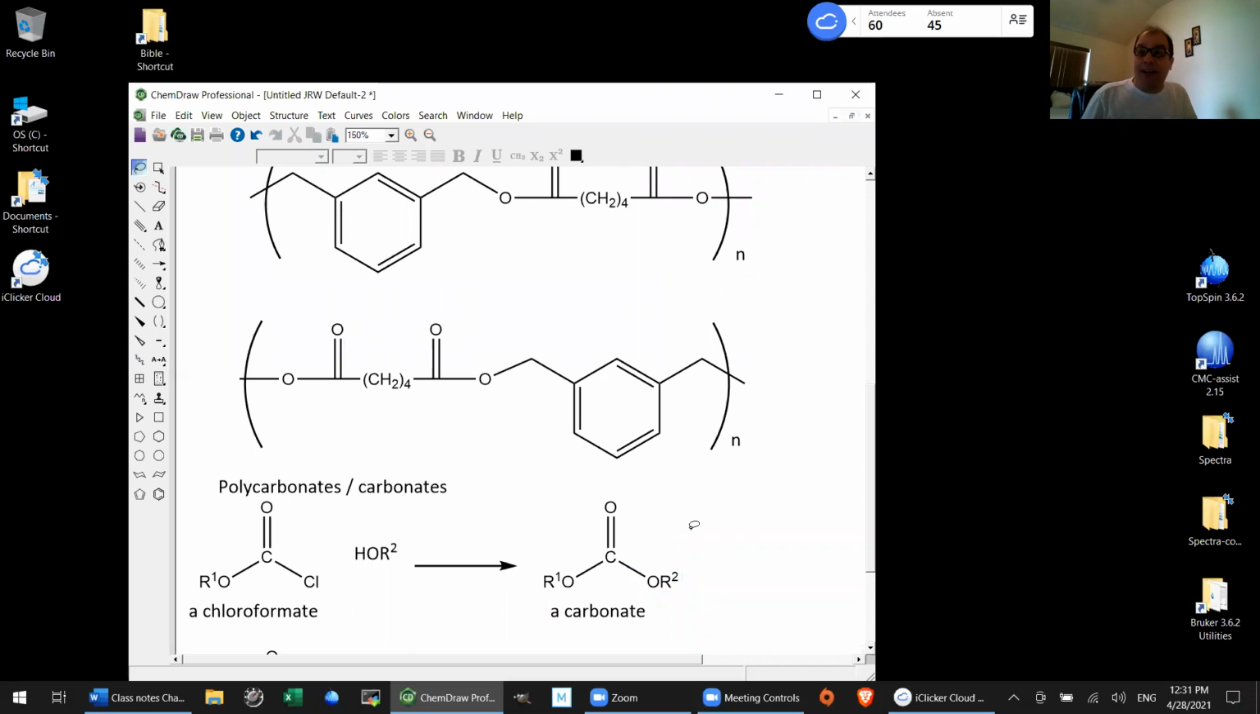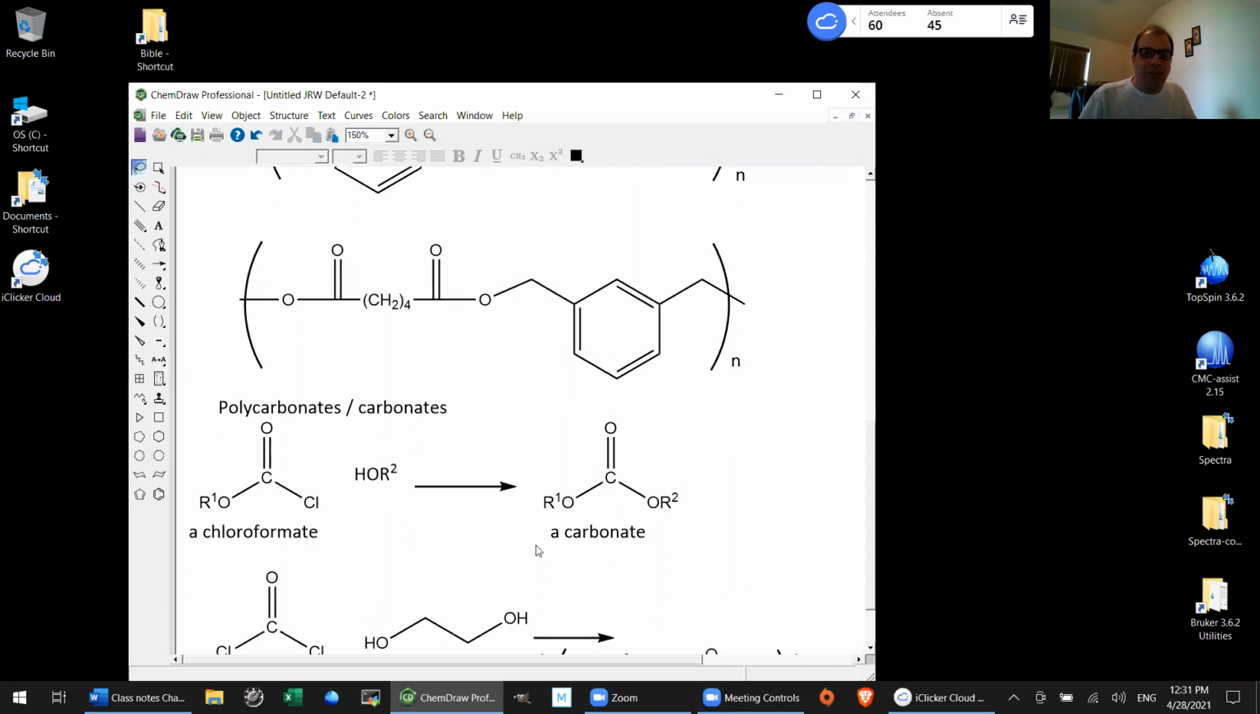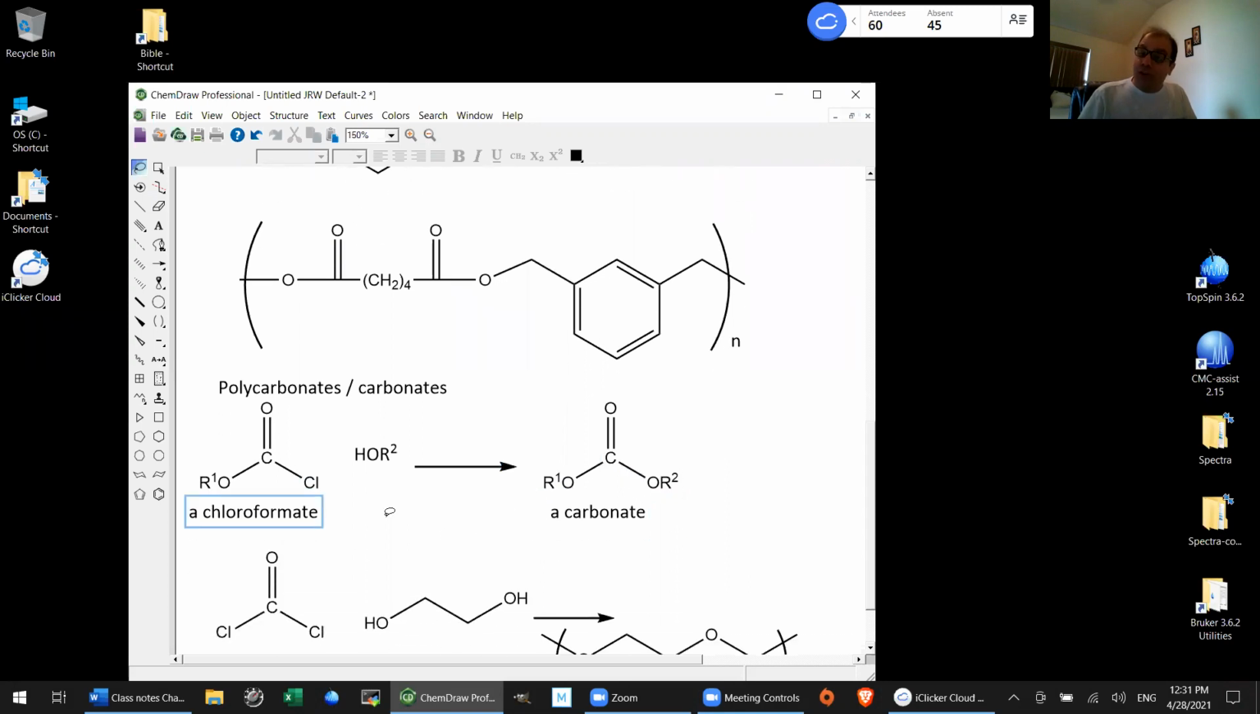They're esters of carbonic acid, which is, of course, HO-C double bond O-H. And of course, that molecule is quite unstable. It readily breaks apart into CO2 and water. But the idea behind carbonates is just the same as with making any other kind of ester. Same kind of mechanism. Again, it's a nucleophilic acyl substitution reaction. And you could do the same thing, use a bischloroformate with a diol in order to make a polycarbonate.